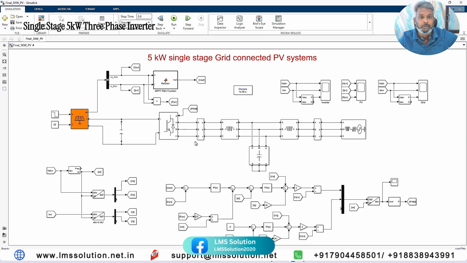Today we are going to see a 5 kilowatt single stage grid connected PV system in MATLAB Simulink. So here you see that this is a simulation model we developed for a 5 kilowatt single stage grid connected PV system. This model consists of a PV array.